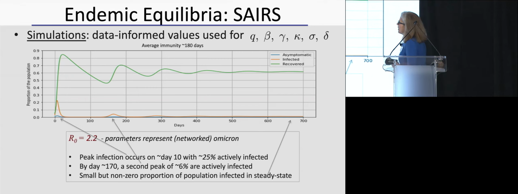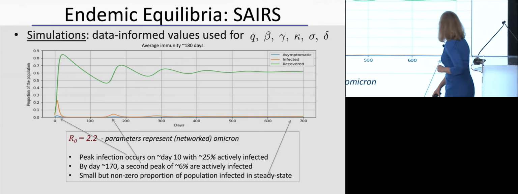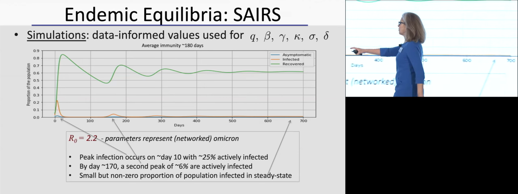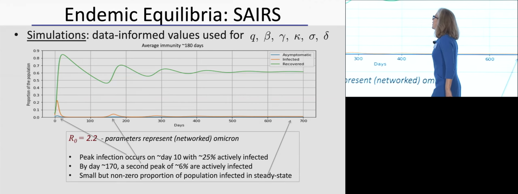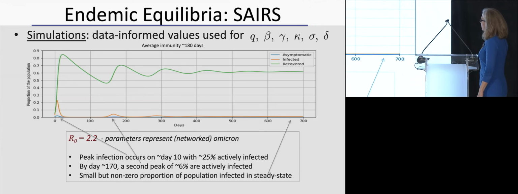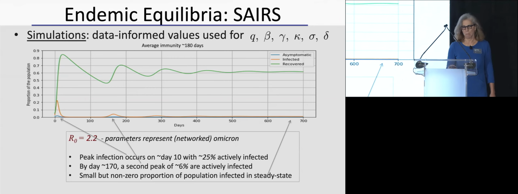Then what we see is that it takes a long time to settle to the equilibrium. We're looking at like 2 years here. And we see some peaks in infection that occur multiple times. But in the end, it looks like we settle to a steady state equilibrium with maybe just 2 or 3% of the population that's infected.